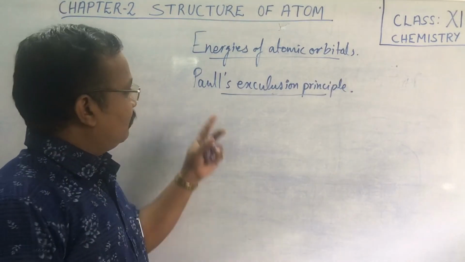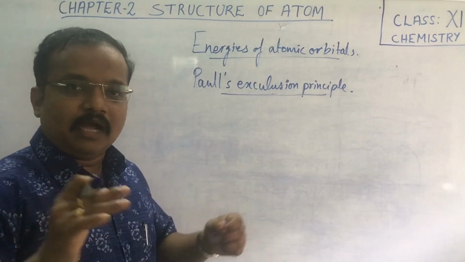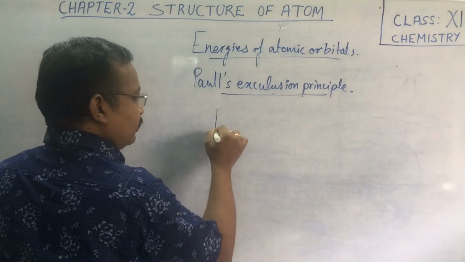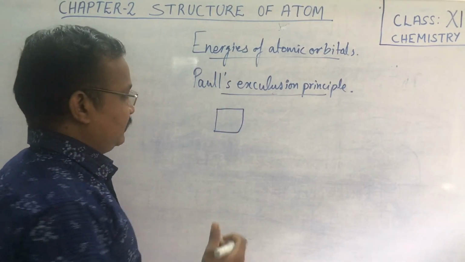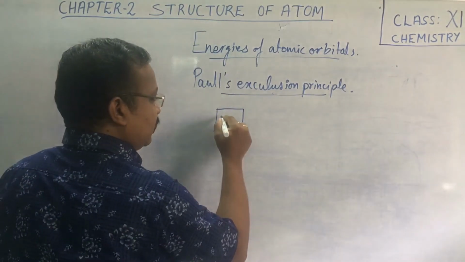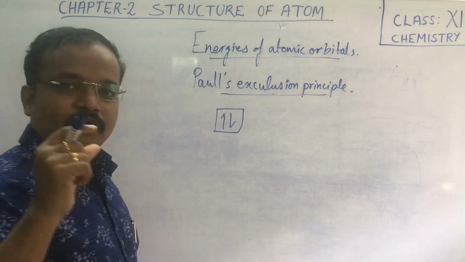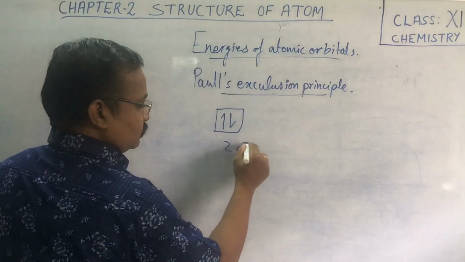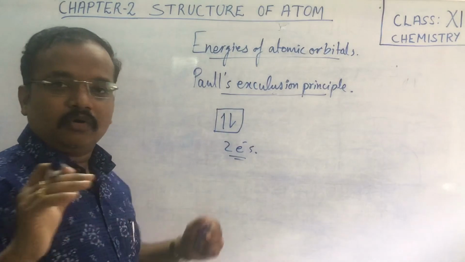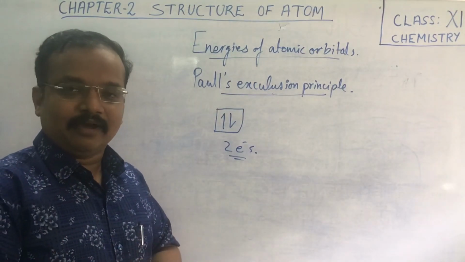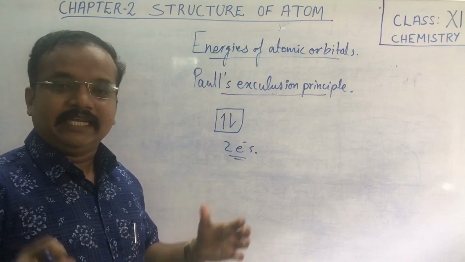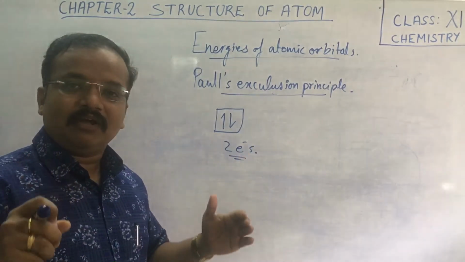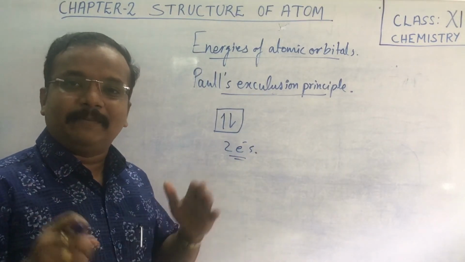Students, next we have Pauli's exclusion principle. According to this, in an orbital, whether it is an s orbital, p orbital, or whatever it is, in one orbital we can have a maximum of only 2 electrons. Not more than 2 electrons can have the same set of quantum numbers.